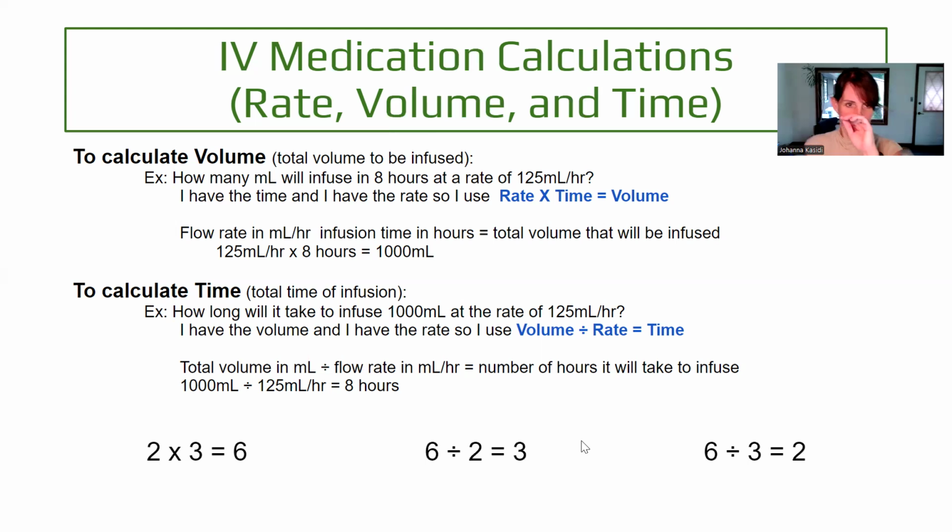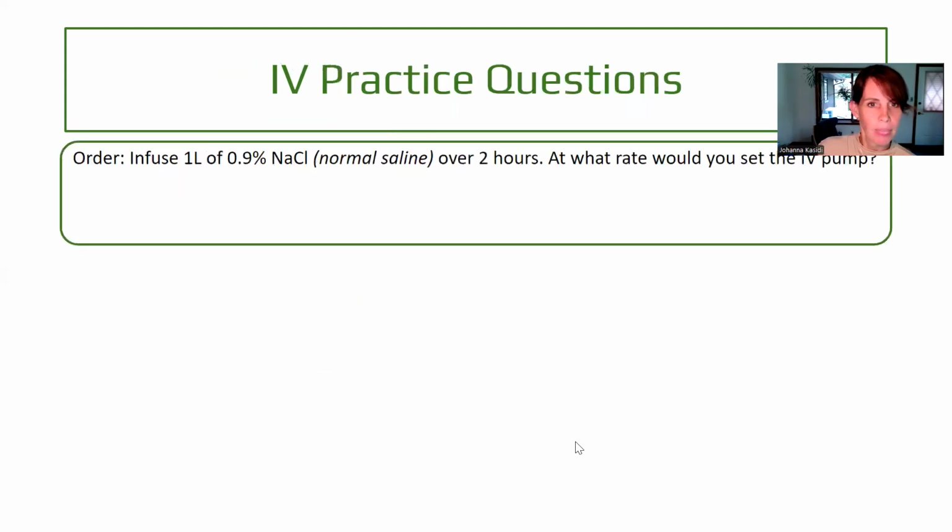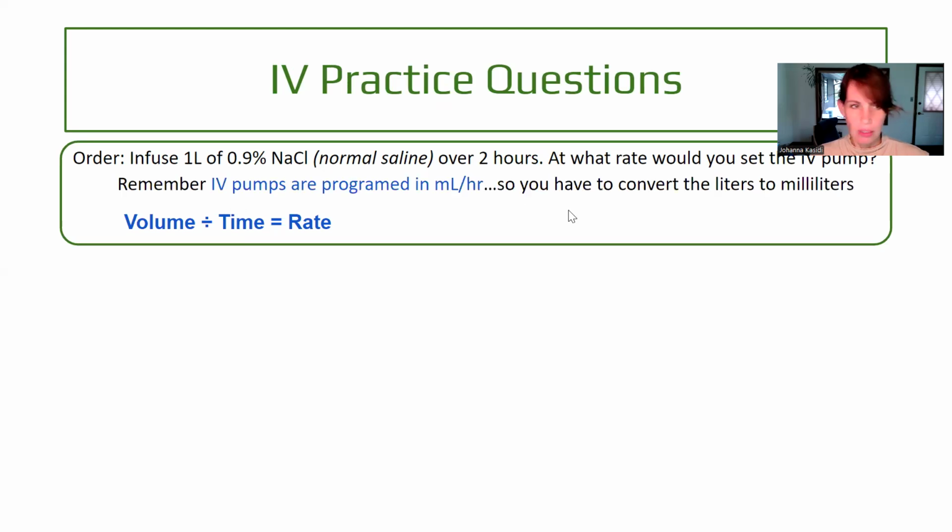And you can pause the video and read over the explanation of how to do these in the practice problems. Okay, so we are going to do a couple practice problems here as well. Infuse 1 liter of 0.9 sodium chloride, this is normal saline, over 2 hours. At what rate would you set the IV pump? So I'm going to do 1,000 milliliters over 2 hours. So I have the volume and I have the time. Remember, IV pumps are programmed in milliliters per hour. All right. And the answer is 500 milliliters per hour.